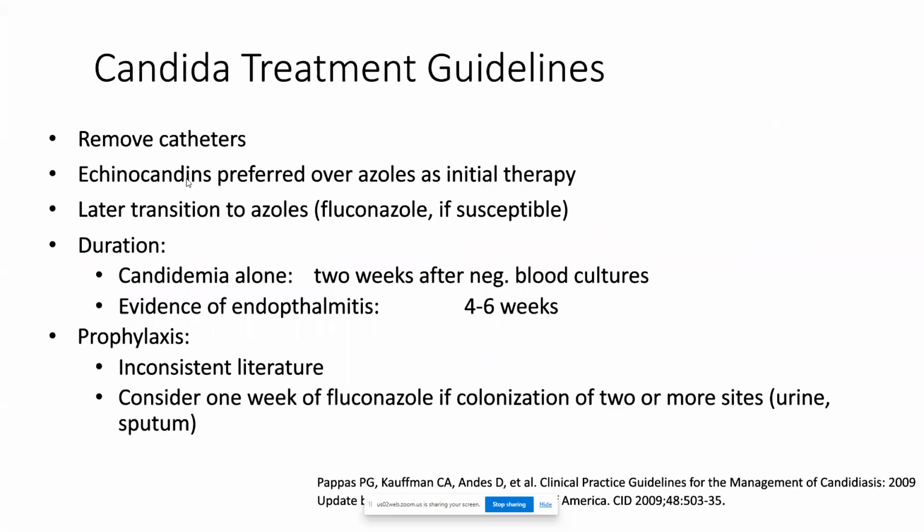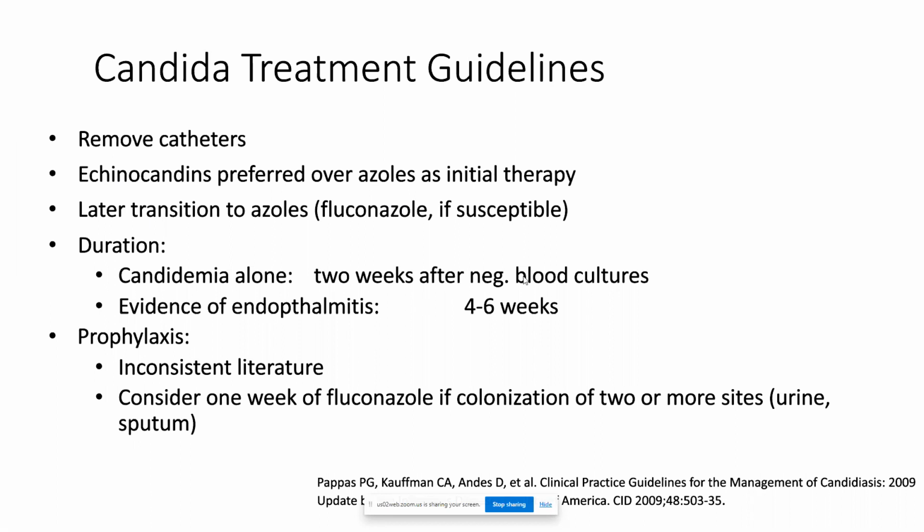So best steps, get rid of catheters. The echinocandins are preferred over azoles as initial therapy. This is playing an increasing role when we just don't know, and that's because we don't know what Candida species it might be. If it's albicans, the azoles are probably just as good. It's when it gets to be some of these other Candida species that the azoles may not work.